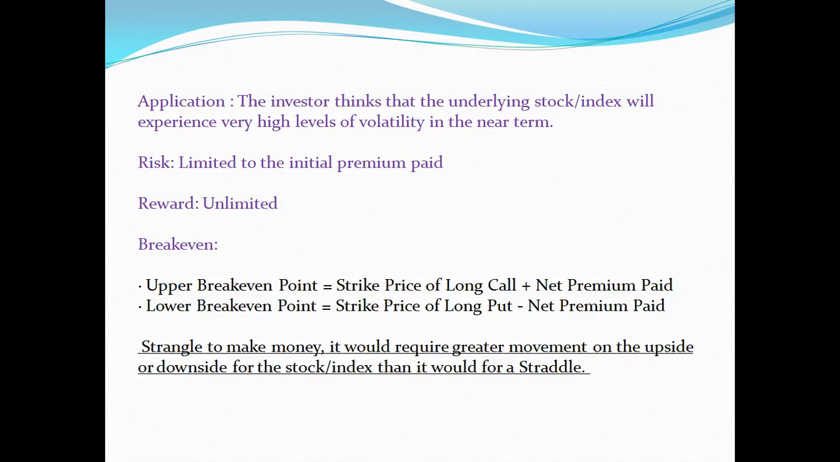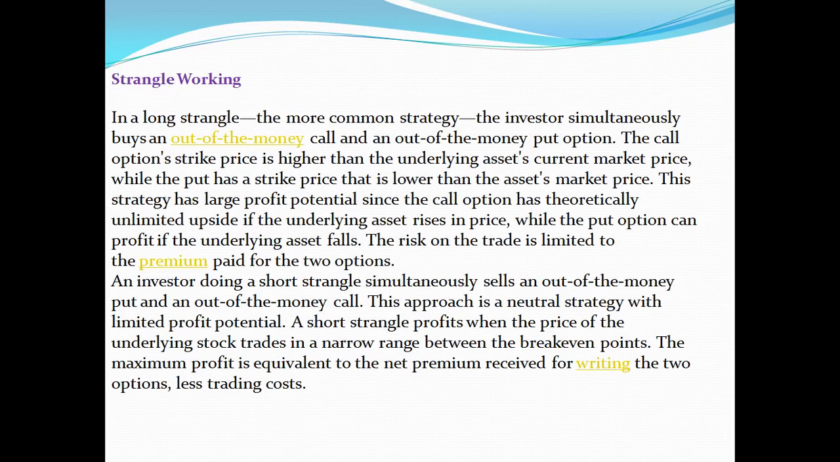The investor thinks the underlying asset or index will experience very high levels of volatility in the near term. Risk is limited to the initial premium, reward is unlimited. The upper break even point is the strike price of the long call plus the net premium paid. The lower break even point is the strike price of the long put minus the net premium paid. For a strangle to make money, it requires a greater movement on the upside or downside of the stock or index than it would for a straddle. Please have a note of this.